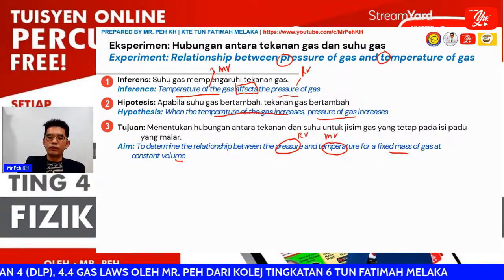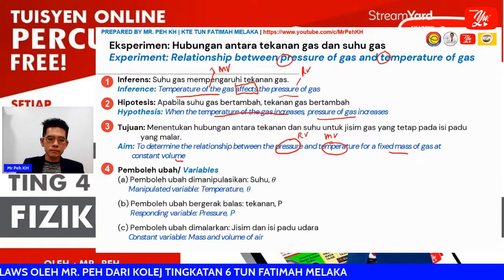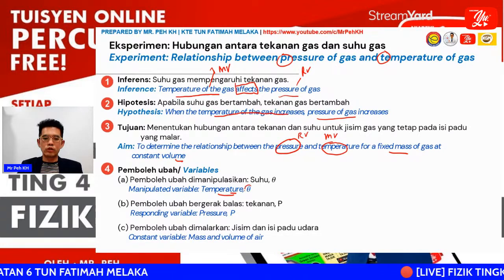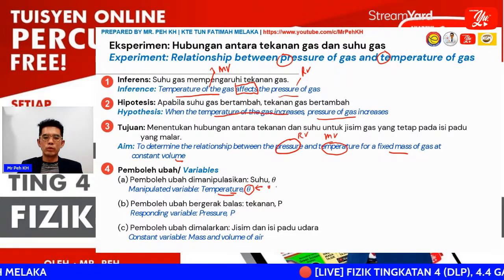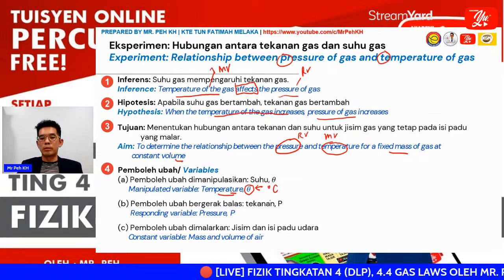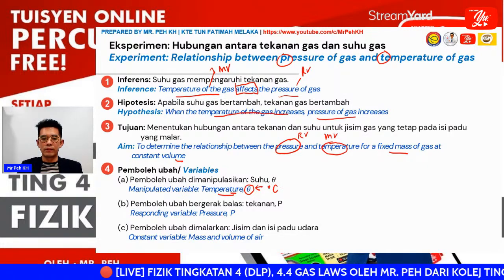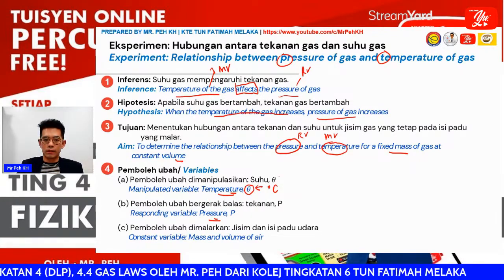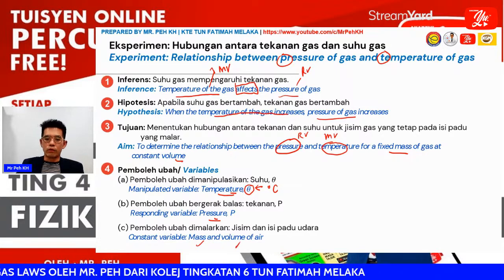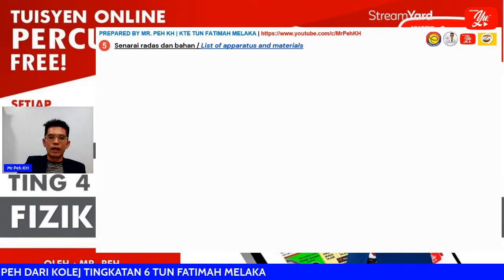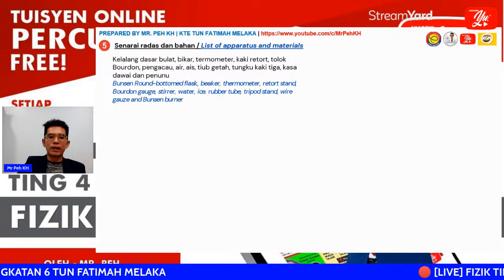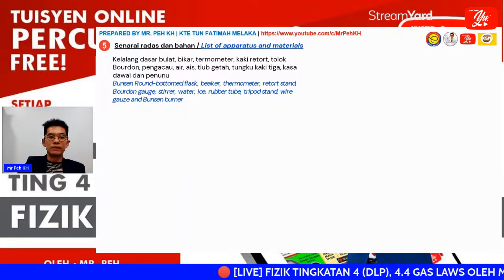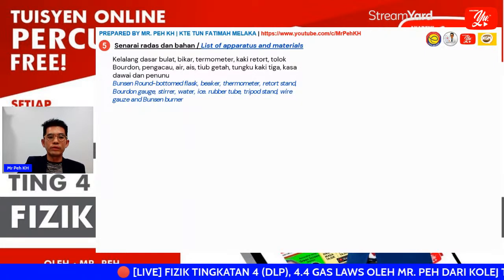Okay, so the manipulated variable will be temperature. The measurement we conduct in this experiment is in degrees Celsius. The responding variable will be pressure, which we are going to measure. The fixed variables will be mass and volume. Okay, the apparatus listed will be Bunsen burner, then round bottom flask.